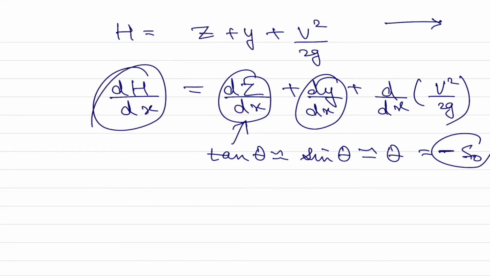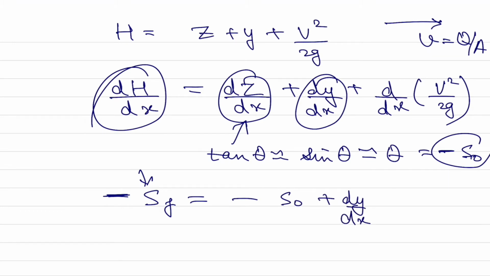This quantity, the rate of change of total energy with respect to x, is known as the slope of the energy grade line. Now you can expand this v²/2g, if we write v = Q/A, so that −Sf = −S0 + dy/dx, and the derivative of the third term becomes + Q²/2g × (−2B/A³) × dy/dx.